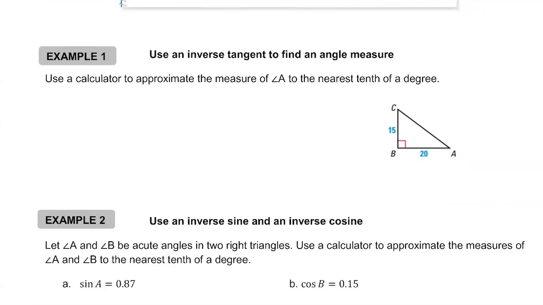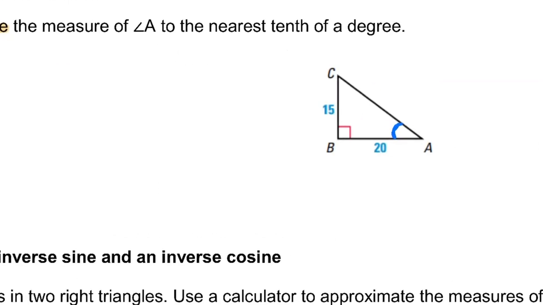So example 1 wants us to use an inverse tangent to find an angle measure. Specifically, this wants us to use a calculator to approximate, and this is an approximation, the measure of angle A to the nearest tenth of a degree. So we're looking at this angle A. Just like we did in 7.5 and 7.6, relative to that angle, you should name the parts of the triangle that we have. So this 15, CB, this is our opposite, and AB is our adjacent. We have opposite and adjacent. Which trig function should we use?